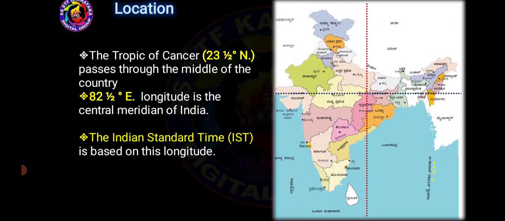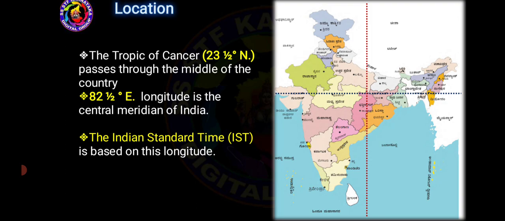The Tropic of Cancer, that is 23.5 degree north latitude, passes through the middle of the country. You can see towards the middle of the country, the dotted line. That is called the Tropic of Cancer.